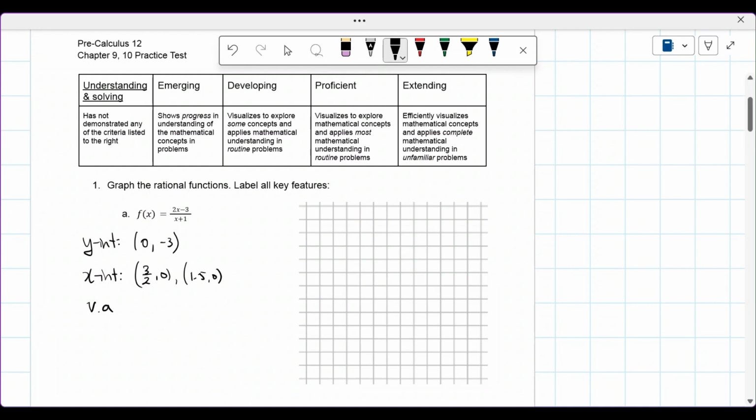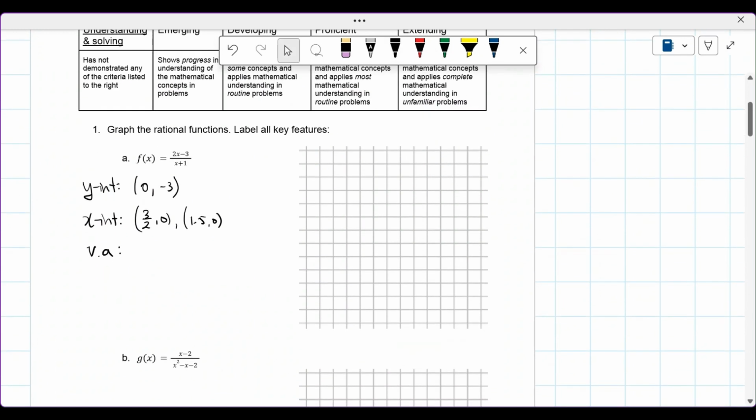And then I'm going to find the vertical asymptote. You find the vertical asymptote by looking at the denominator of the function, which is x equals negative 1. Finally, the horizontal asymptote. In this case, the degree of the numerator and the denominator are the same. So it means that we need to compare the leading coefficients. So it's going to be y equals 2 over 1, y equals 2.